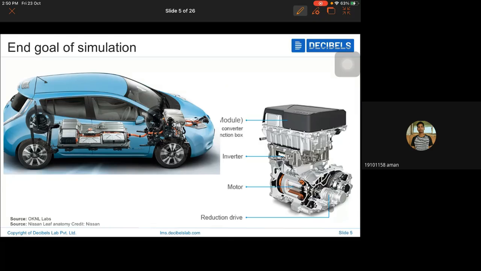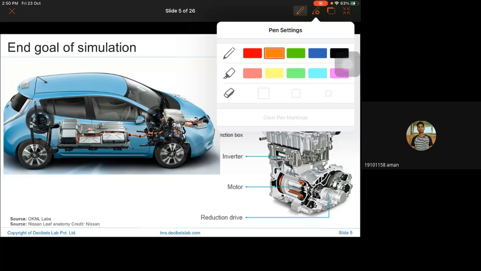And now if you see, as I was just giving in the block diagram, this one talks more from the realistic point of view.